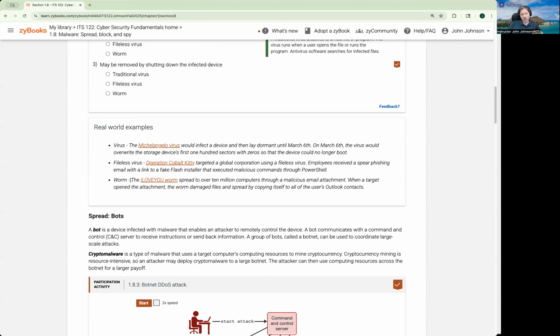There's the Morris worm from 1988-ish. And then here's a good, more recent example, the ILOVEYOU worm. That one spread to over 10 million computers through a malicious email attachment. When a target opened the attachment, the worm damaged files and spread by copying itself to all of the user's Outlook contacts. So that's kind of nasty.